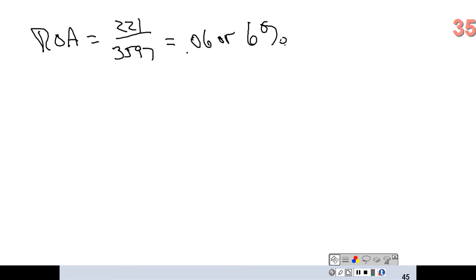Now, let me point out something. Sometimes you're going to see this listed like this. This stands for return on average assets. So maybe if you're in an accounting class or if you're working for a certain company, sometimes they're going to calculate the return on average assets and not total assets, and that's probably actually a little more accurate. But for purposes of in here, we're just going to go with ROA. Now, if you look at a 6% ROA, you may think, wow, that's low.